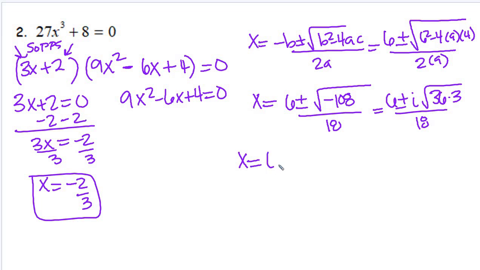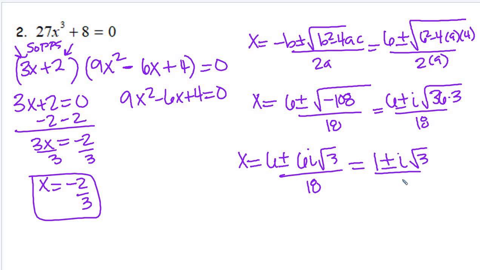So that gives me x is equal to 6 plus or minus. Remember, square root of 36 is 6i. Don't forget your i. Square root of 3 over 18. And the last thing that you need to do is simplify your coefficients. So notice you have a 6, 6, and 18. So they're all divisible by a factor of 6. So that would be 1 plus or minus i square root of 3 over 3.